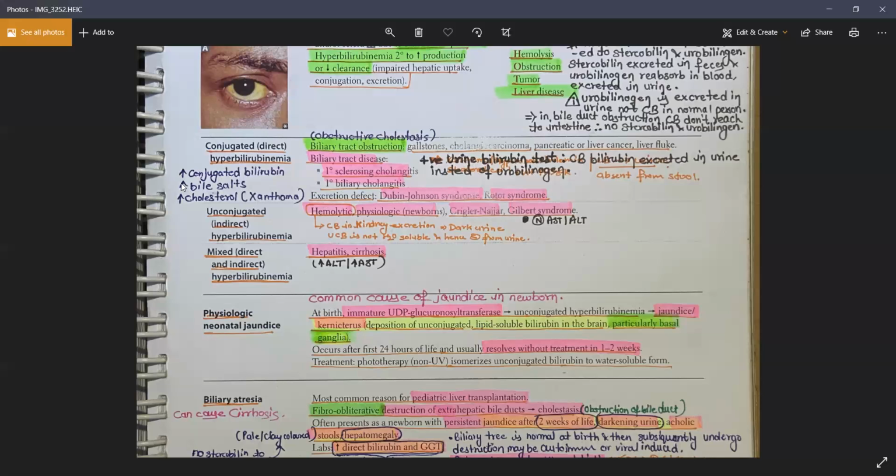In these cases, you will have a high level of conjugated bilirubin. You will have a high level of bile salts. You will also have a high level of cholesterol, and that can lead to xanthoma also. If you guys remember from the CVS lecture, we have discussed all the causes of xanthomas and xanthelasmas and the corneal arcus, right? And the Achilles tendon xanthomas, remember? So we can have xanthomas because of high cholesterol level in case of any obstruction, right?